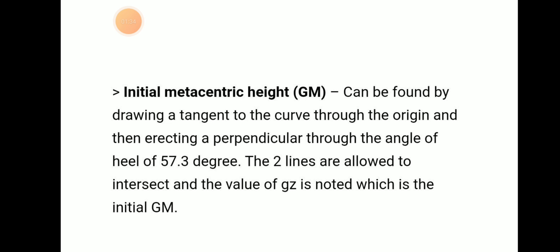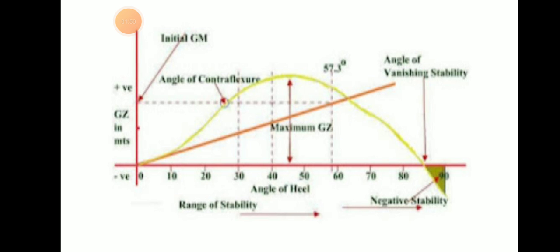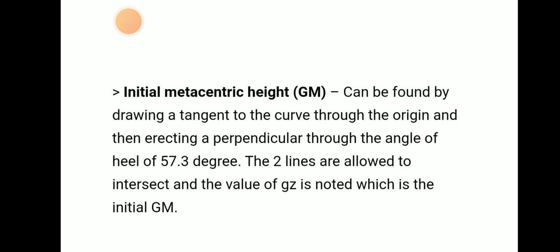The initial metacentric height GM can be found by drawing a tangent to the curve through the origin, then erecting a perpendicular at the angle of heel of 57.3 degrees. The two lines are allowed to intersect. The value of GZ is noted, which is the initial GM.